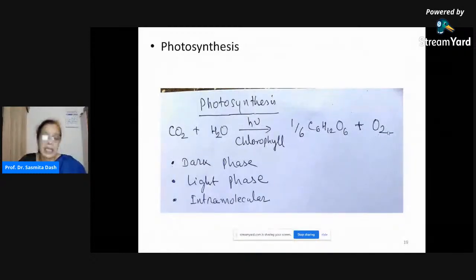The released oxygen, which comes from the photosynthesis process, comes from water, not from the carbon dioxide. This was verified by a group of scientists using the O18 isotope of water, and the O18 isotope of oxygen was detected in the oxygen which came out as a byproduct. The photosynthetic products are energy-rich organic compounds.